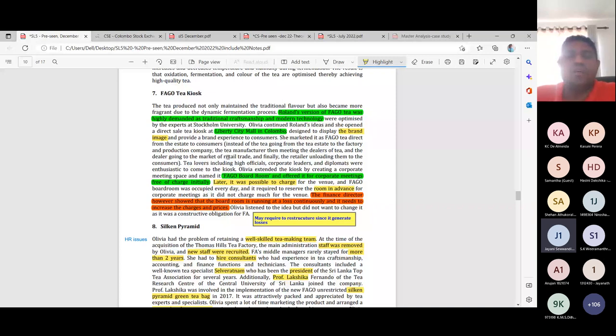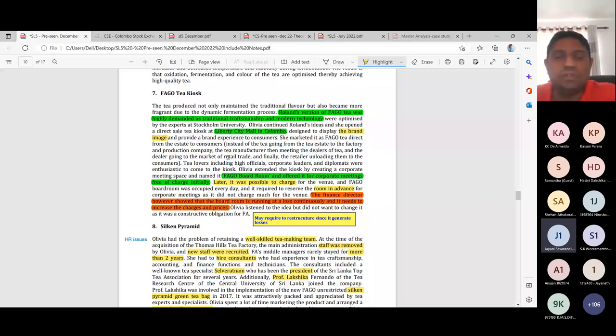Tea lovers, including high officials, corporate leaders, and diplomats were enthusiastic to come to the kiosk. Olivia extended the kiosk by creating a corporate meeting space, named it Fargo Boardroom, and offered it for corporate meetings free of charge initially. Again, a CSR initiative. Later, it was possible to charge for the venue, and they started to charge. Fargo Boardroom was used every day and it required reserving the room in advance for corporate meetings, as it did not charge much for the venue.